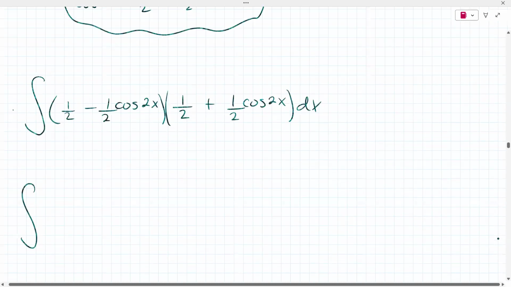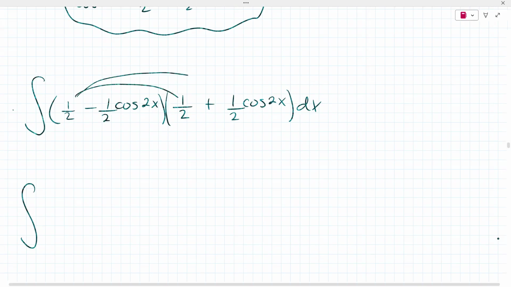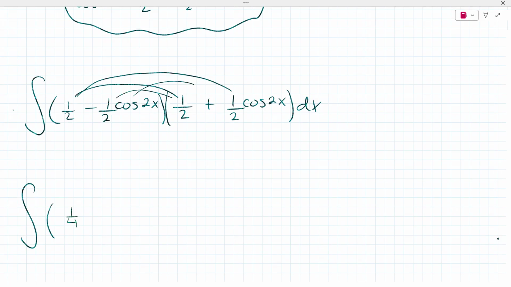And what we're going to do is FOIL this out a bit. So there's no shortcut. You've got to just FOIL it out one by one and just be careful. So I did the work, so you don't have to. So when you FOIL that out, that's going to give you 1/4 plus 1/4.